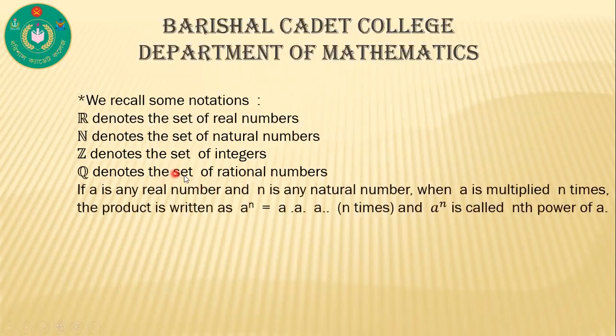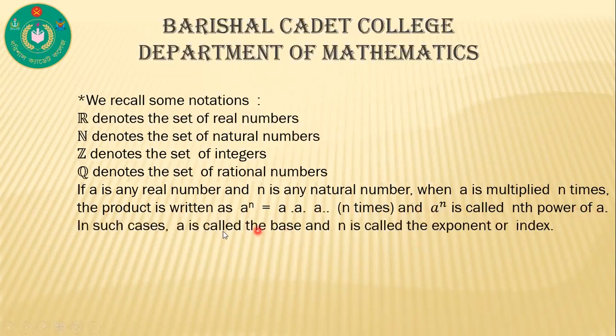If a is any real number and n is any natural number, when a is multiplied n times, the product is written as a to the power n is equal to a dot a dot a dot dot n times, and a to the power n is called the nth power of a. In such case, a is called the base and n is called the exponent or index.